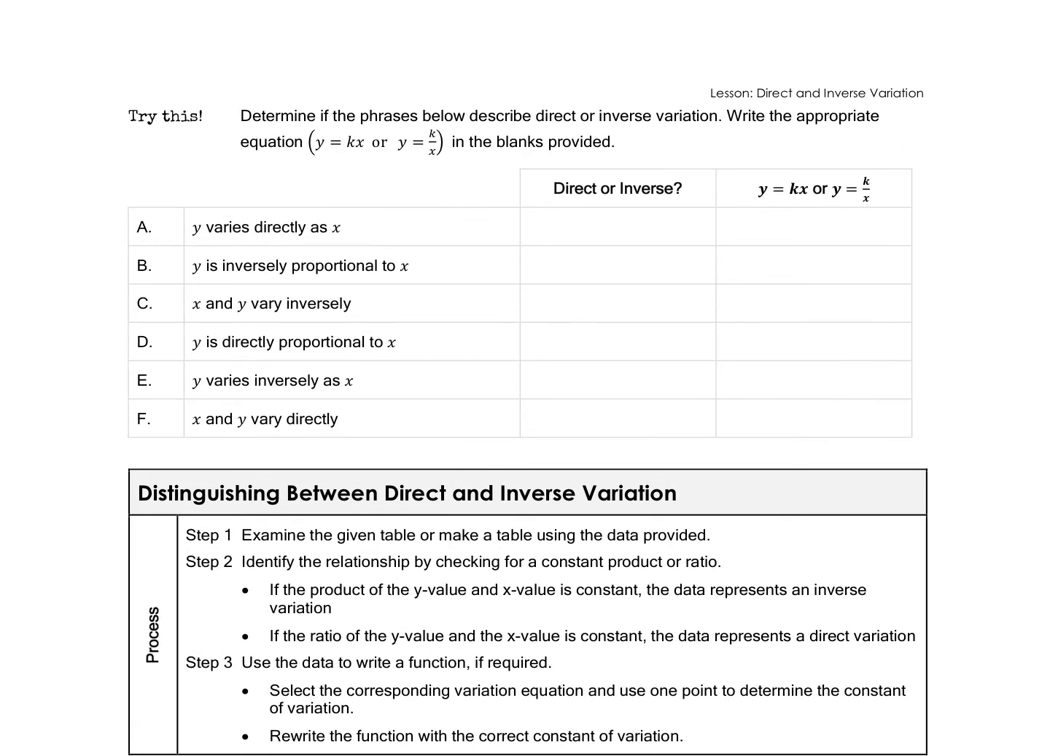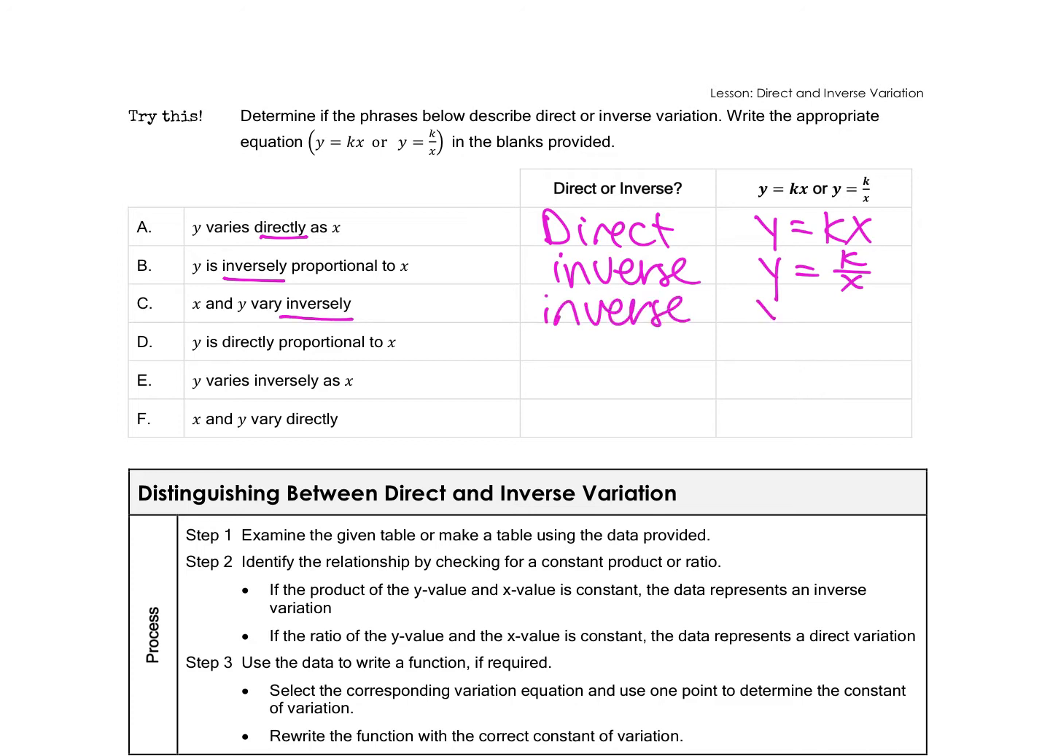Determine if the phrases below describe direct or inverse variation, and write the appropriate equation. So this is a good one to look at keywords. So y varies directly, so this is direct. Remember, direct is y equals k times x. Y is inversely proportional, so that's inverse, which is y equals k over x. X and y vary inversely, that's inverse. Y equals k over x. And then y'all try the next three. So go ahead and try them, and then I will let you know what the answers are. So you can pause the video.